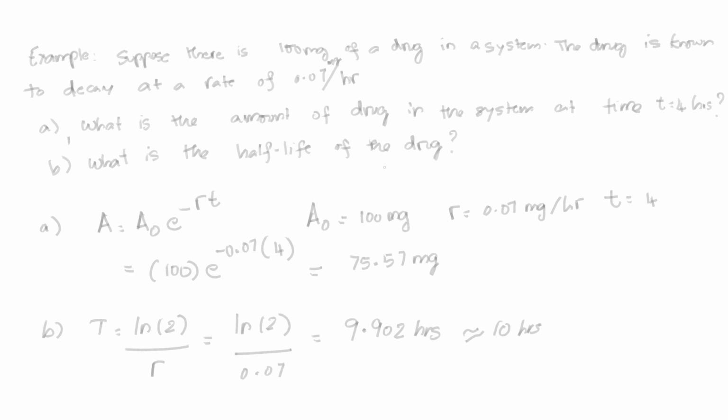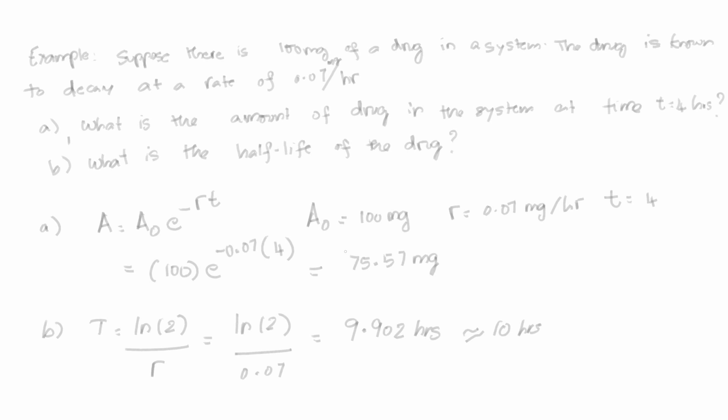Keep in mind, you cannot have a doubling time for a decay model. You cannot have a half-life time for a growth model. It is very intuitive. Think about it. So I use the expression for the decay model, and I plug in the given rate of 0.07, the initial amount of 100, and the time 4. I find that at 4 hours the final amount would be 75.57 milligrams.